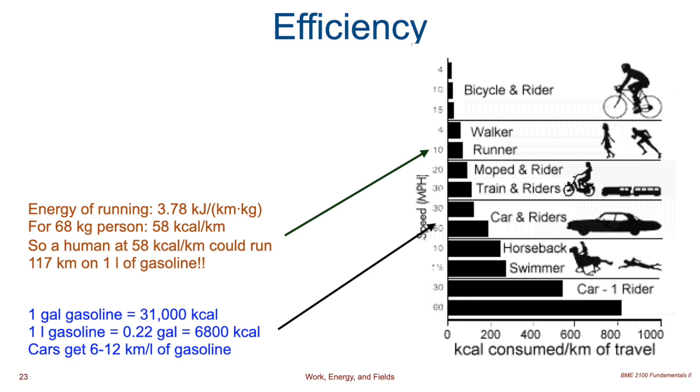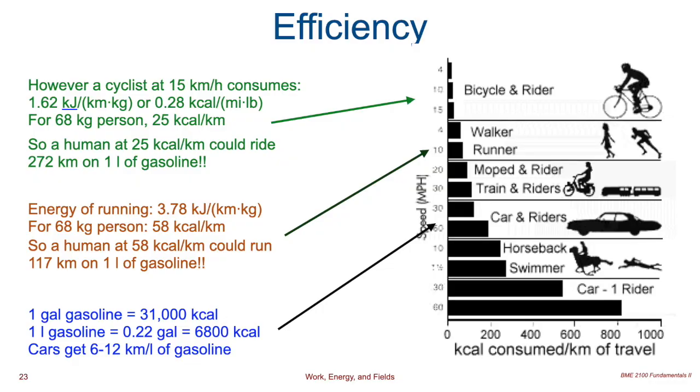Now that means that if we could consume the energy of a liter of gas, we could do 117 kilometers on that 1 liter of gasoline. So rather than the 6 to 12 kilometers, we could go something in the order of 100 to 120 kilometers, depending on the runner, the speed, the efficiency of the runner, all those good things.